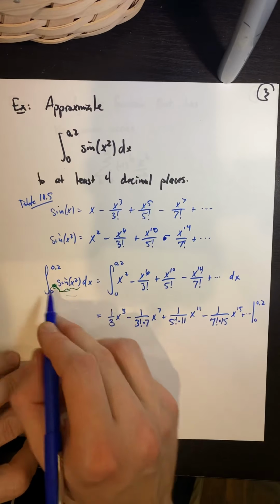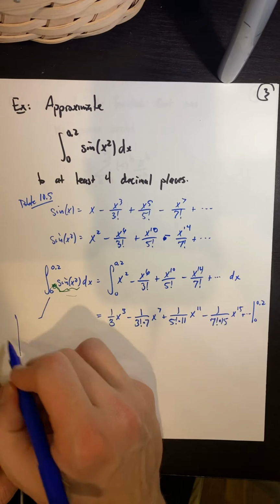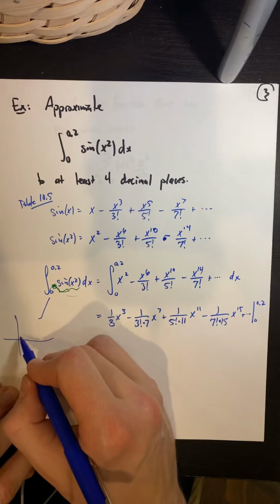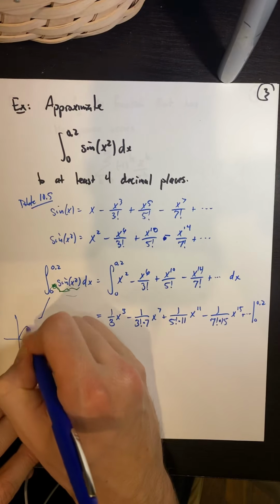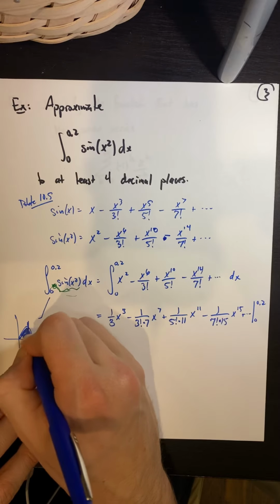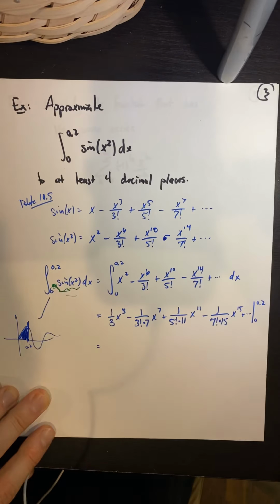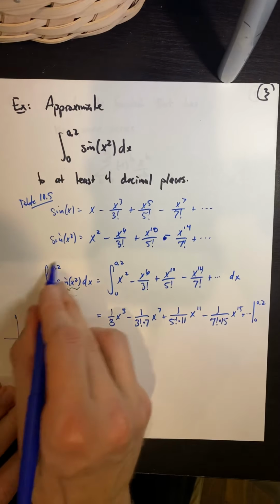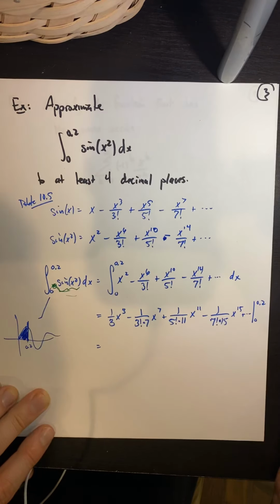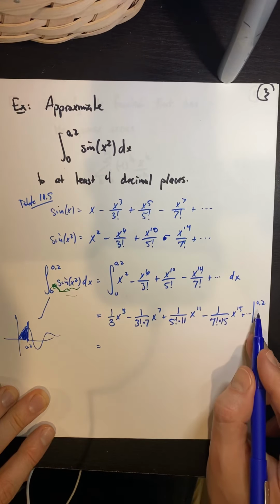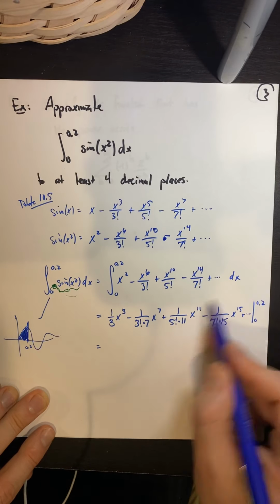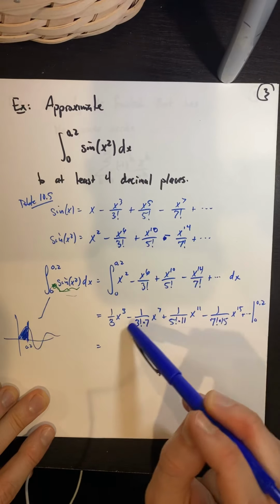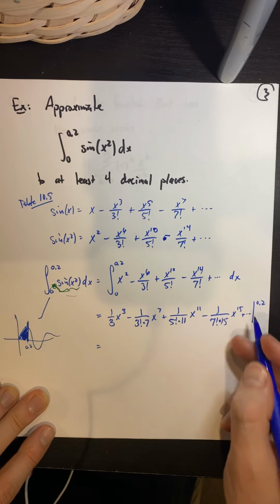But my integral, this represents an area, right? So this function between 0 and 0.2 might look something like, I don't know, that. And if this is 0.2, what we're trying to evaluate here is the area under that curve from 0 to 0.2. So we know that this thing exists. It's a finite number. So this series must converge. And in fact, it's going to converge to something close to whenever I plug in 0.2 here. We'll just take the first couple terms to get a pretty good approximation.